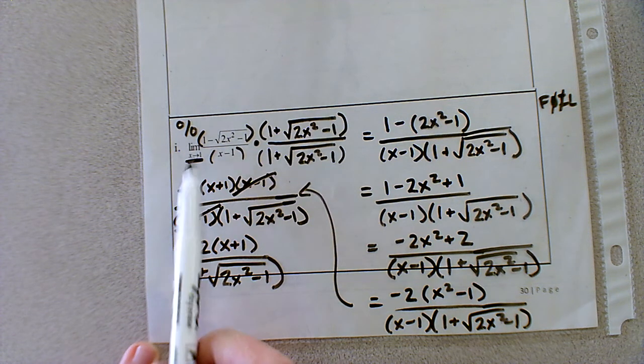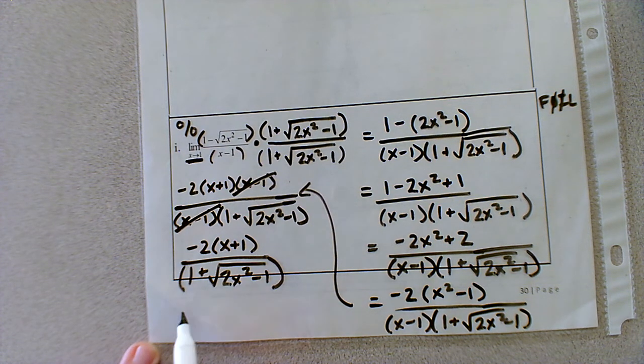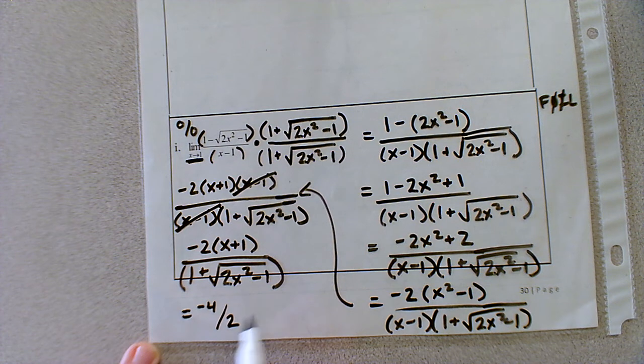So let's go ahead and take the time to plug in 1 and see what we get. If I plug in 1 up top, negative 2 times 2 is negative 4. If I plug in 1 on the bottom, 1 plus 1 would be 2. So it looks like I get negative 2. All right, so there's my limit value.